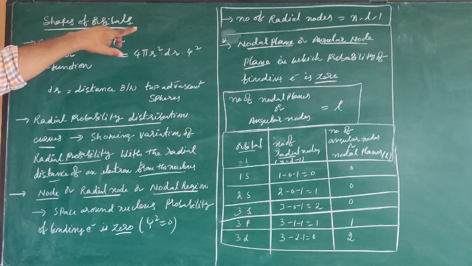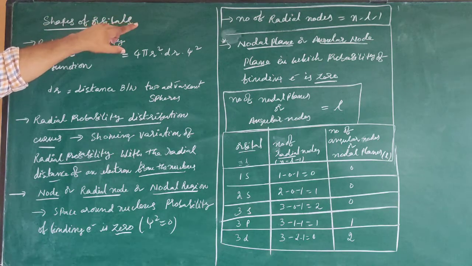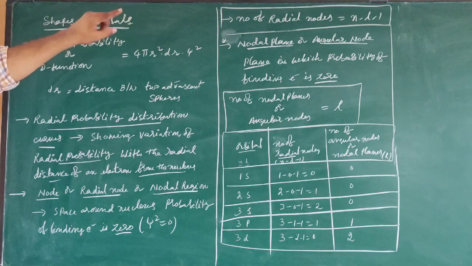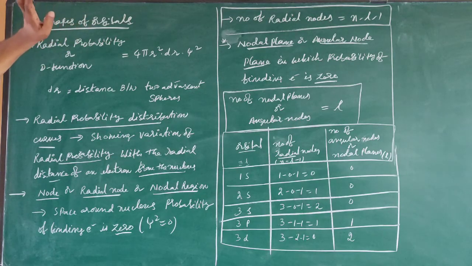How to calculate the number of radial nodes? Number of radial nodes is equal to n minus L minus 1.